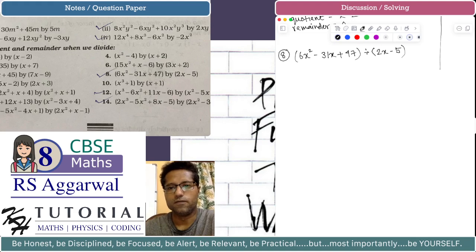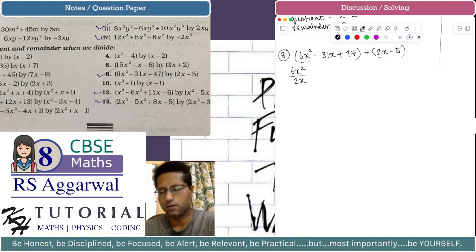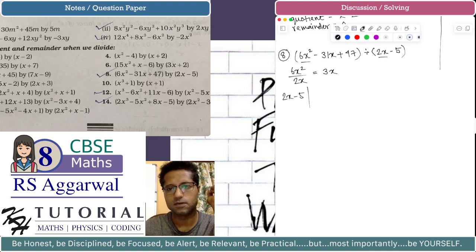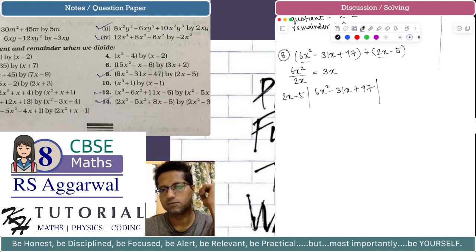So the first term of the quotient will be 6x square divided by 2x. That is the first term of the dividend divided by the first term of the divisor. This is equal to 3x. So we start the division process. 2x minus 5 is the divisor, and 6x square minus 31x plus 47 is the dividend. The first term of the quotient is 3x.